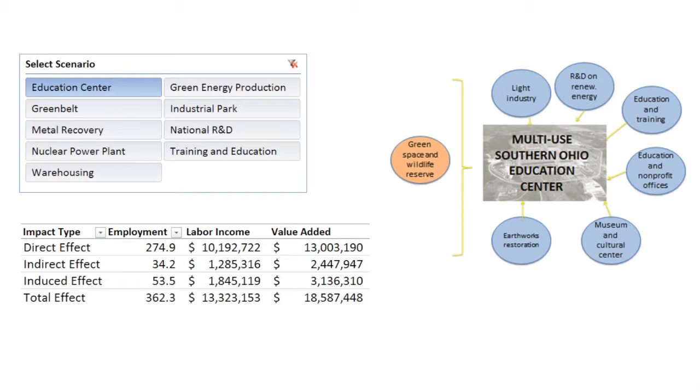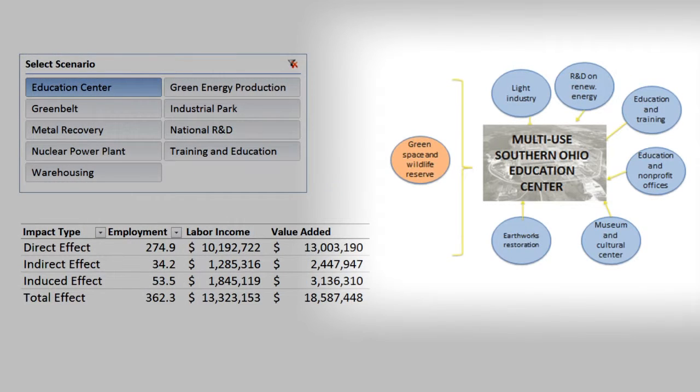So here are some of the results of those economic impact estimates. Let's look at each scenario individually. Let's start with the education center. As you can see, the picture on the right tells you what this particular component includes. In this case, the education scenario will include a little bit of light industry, a little bit of research and development, and an educational component, but also education and nonprofit offices, things related to the museum, earthworks, and green spaces. So it's very diverse, as you can see.